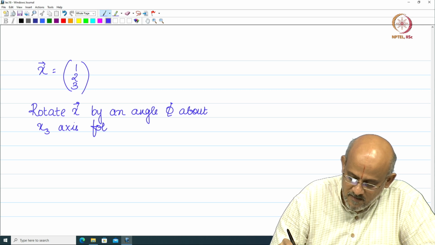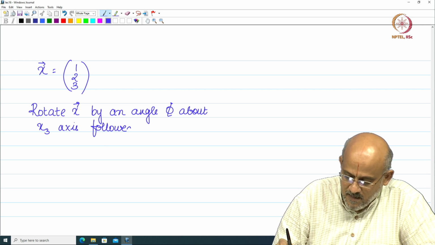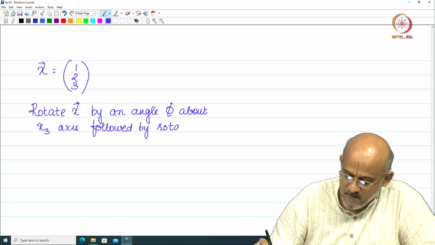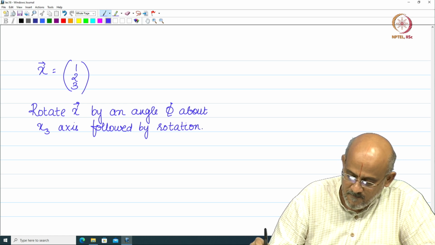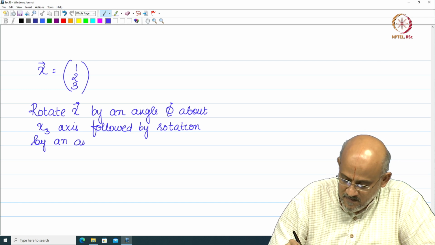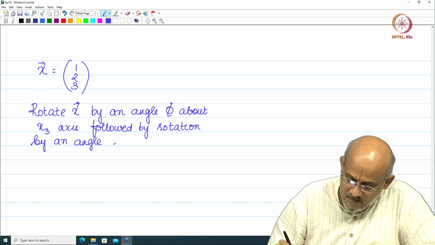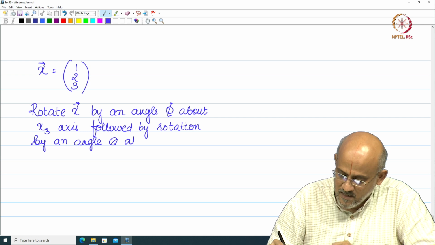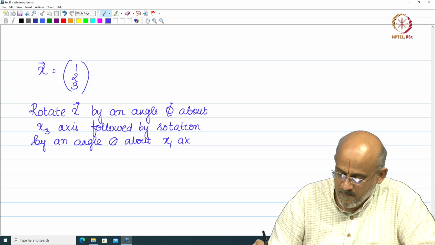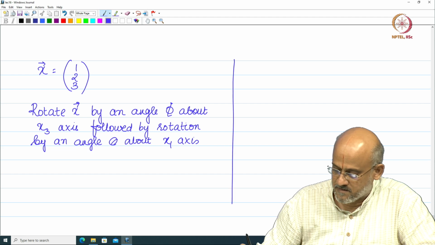followed by rotation by an angle theta about the x1 axis. So, let us see what happens.